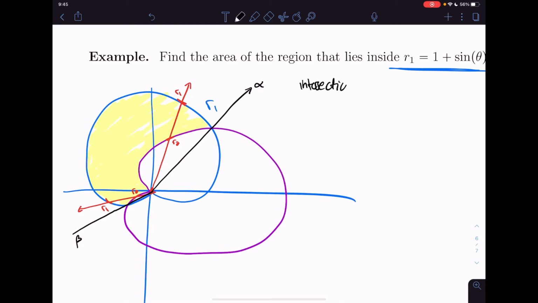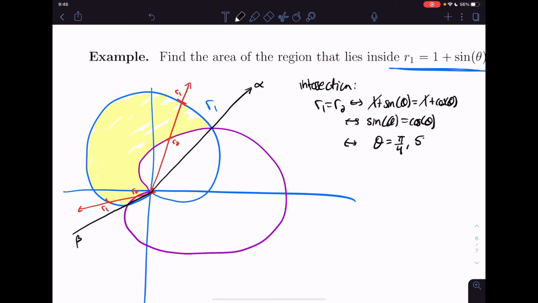So the intersection is going to occur when R1 equals R2, or equivalently, when 1 plus sine theta is equal to 1 plus cosine theta, which, after the ones cancel, is asking sine of theta to be cosine theta. And we just saw this in the previous example. This occurs when theta is pi over 4 and 5 pi over 4. So they should be opposites of one another, which tells me my picture is not completely accurate, but it's enough for us to get an understanding of what the picture looks like.